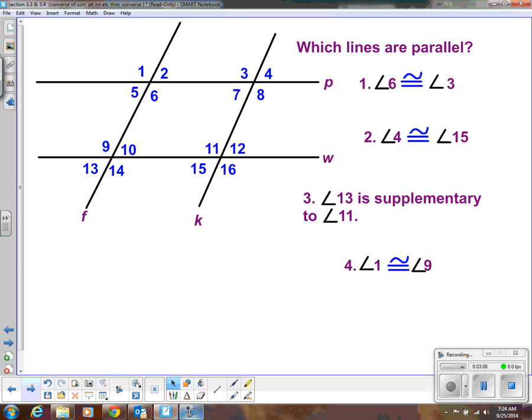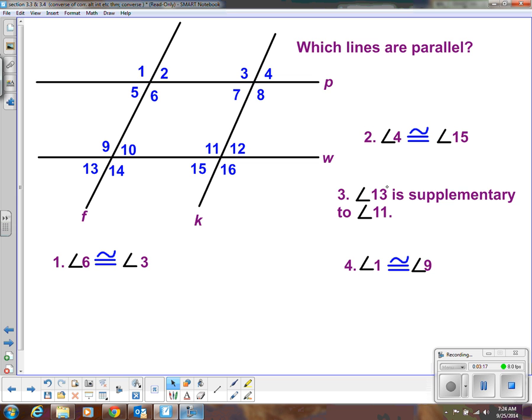All right, let's look at this. Ready? Which lines are parallel? So this is going to be the first problem. And then we're going to justify. We got to justify. All right, angle 6. So I'm going to take a highlighter where it's 6. And I'm going to trace the sides of 6. Then I'm going to trace the sides of 3. Okay. Do you see which lines must be parallel?